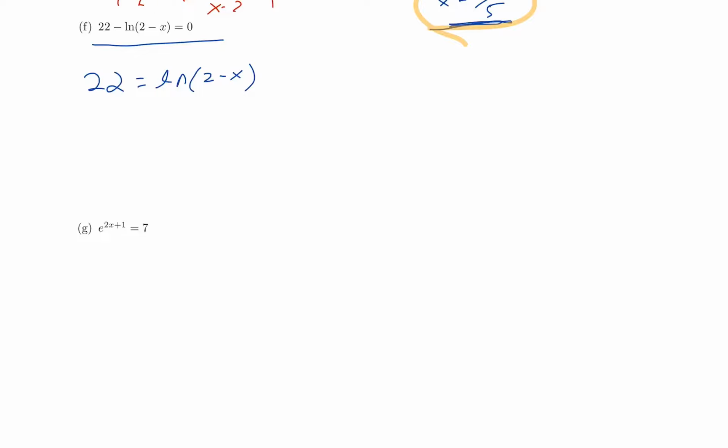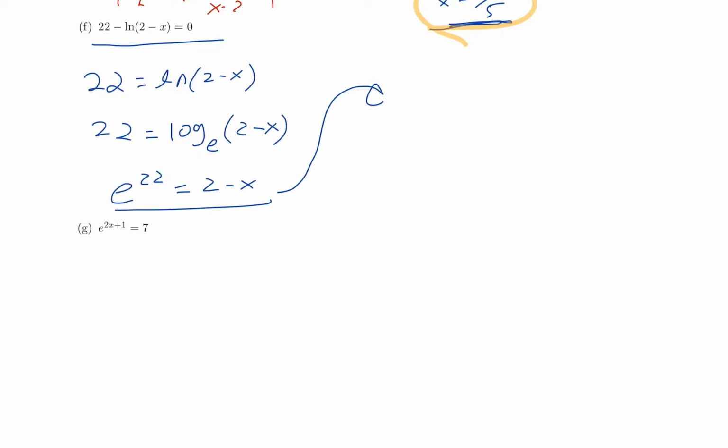Now what do we do? This is the case where it might be useful to rewrite natural log as log base e, the same thing. Now we can rewrite it as exponential. So this tells us that e to the 22nd power gives us 2 minus x. So how do we solve for x? I'm going to add x on both sides. Then I'm going to subtract e to the 22nd power. And remember, e is just a number, and e raised to any power is also just a number. So this is the final answer.